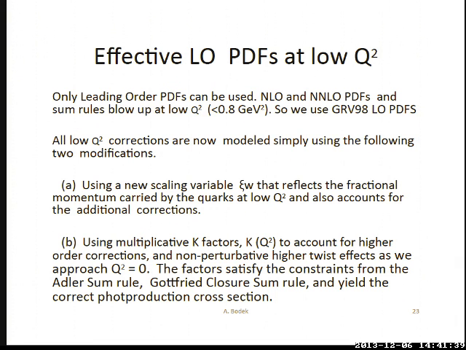So what we do is effective leading order PDF means that you take GRV98, you freeze them at Q equal to 0.8, but you substitute CW for Xi for X to reflect the fact that at low Q square X is not the fractional momentum carried by the quarks. That's one thing you do. And then you have those K factors we talked about that are satisfied by the constraint of the other sample, the quad fit, and yielding the correct photo production cross section.